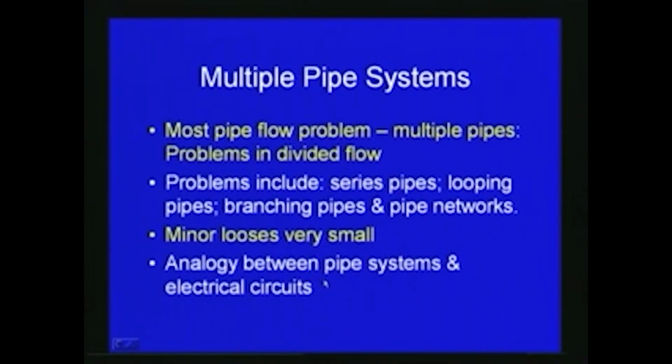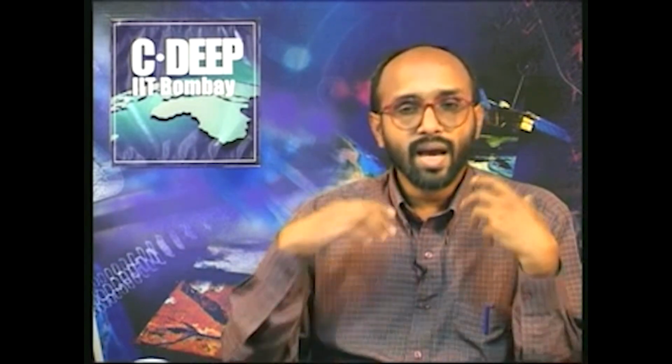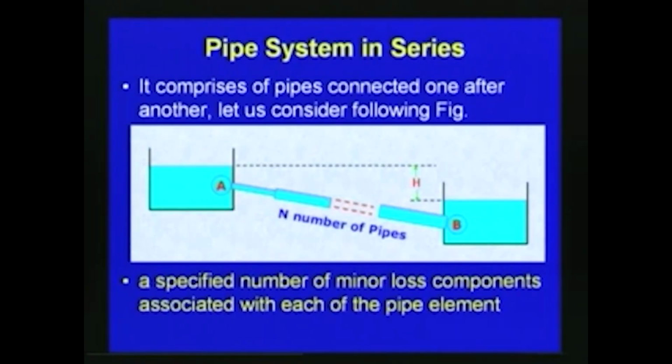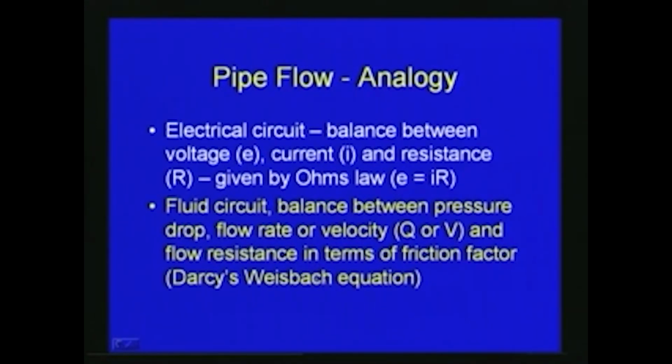And also when we deal with the pipe flow system, the analogy between the pipe systems and the electrical circuits is helpful in some of the calculations. So, we can have an analogy between the pipe flow system and the electrical circuit. In the electrical circuit, there is a balance between the voltage E, current I, and resistance R given by Ohm's law, E is equal to I R. This is for the electrical network or electrical circuit. Similarly, for a fluid circuit, just like in the pipe network or pipe flow system, there is a balance between the pressure drop, flow rate or velocity, and flow resistance in terms of the friction factor, as we have seen in the Darcy-Weisbach equation.